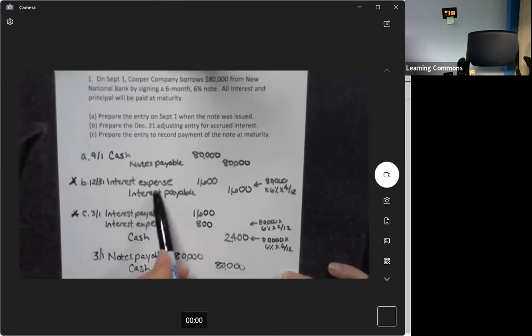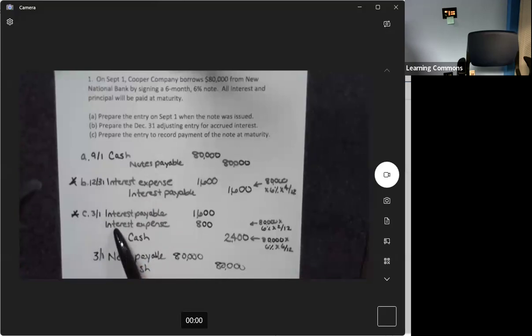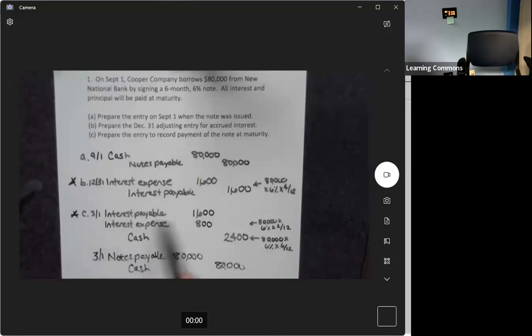Remember, last year we recorded this liability for interest payable. Now we're paying it back. So when we pay it off, we've got to debit that interest payable to remove it. But that was just for 4 months that happened last year. Remember, there's also 2 months of that loan that happened this year. So we need to record some additional interest expense for the 2 months that happened in the current year.